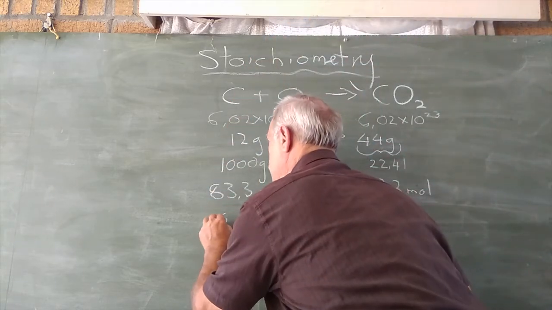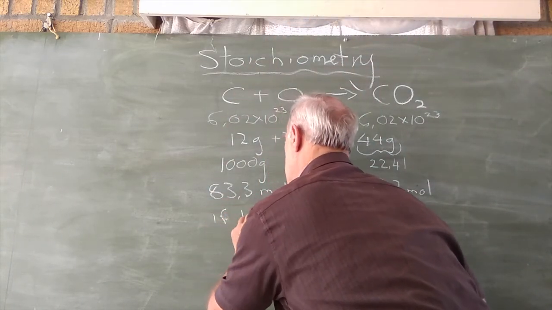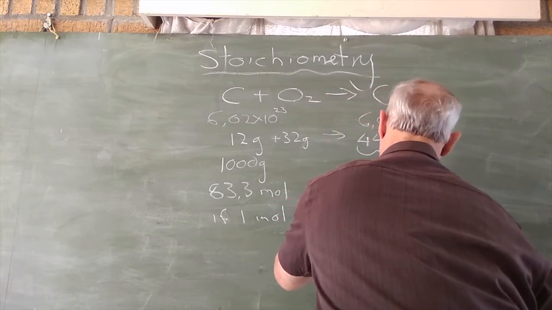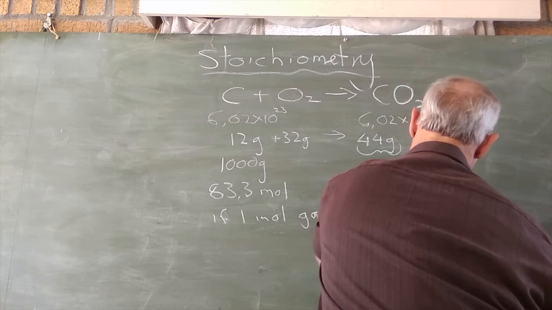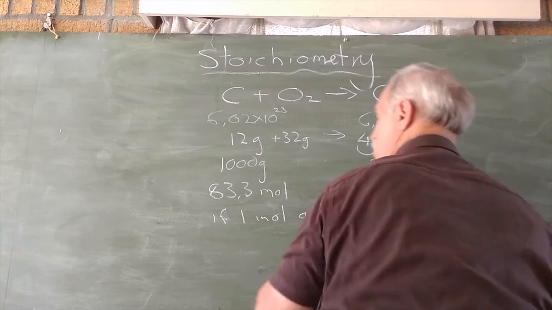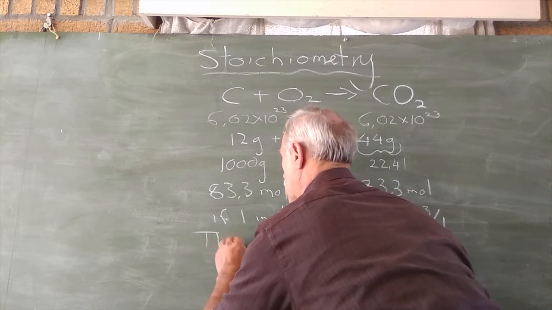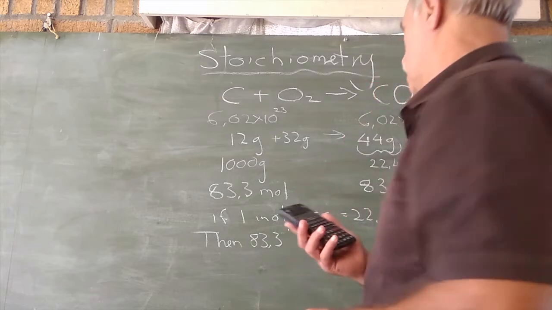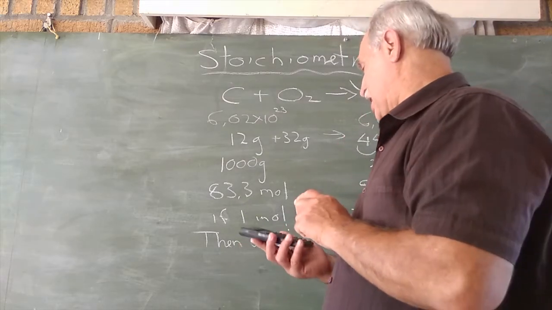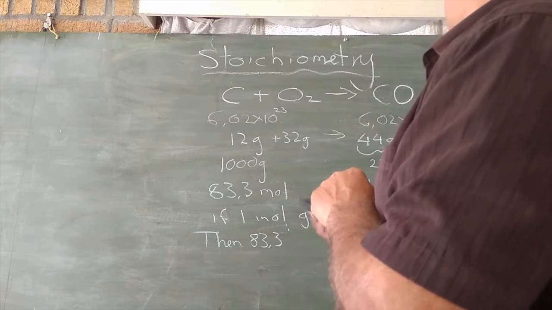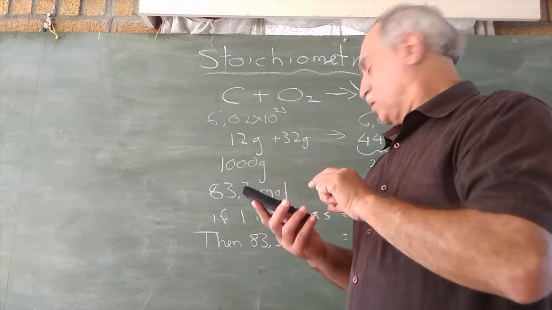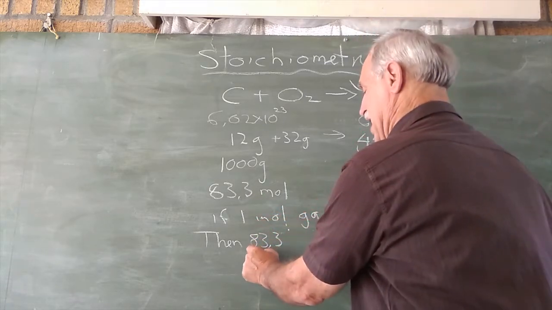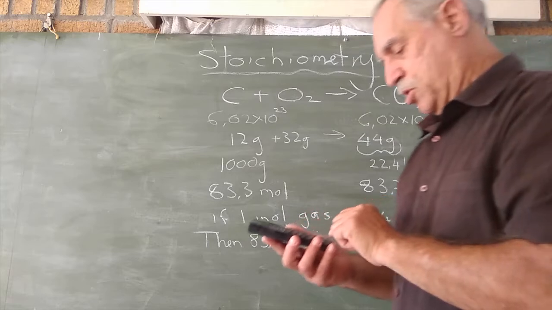But if 1 mole of gas equals 22.4 decimeters cubed, or 1 liter, then 83.3 moles of gas equals obviously more. So let's say 83 times 22.4 decimeters cubed. So let's multiply 83.3 moles by 22.4.